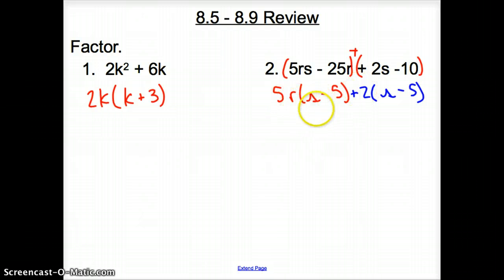So now I have 2 the same, correct? So I'm going to write that down, s minus 5 here. And then what do I have outside? I have 5r that I did not use, put that there. I have a plus 2 that I didn't use, and we'll put that in parentheses.